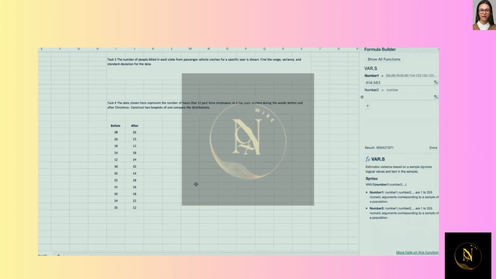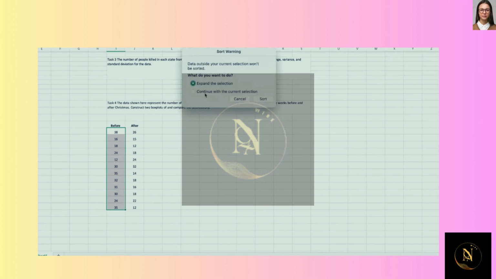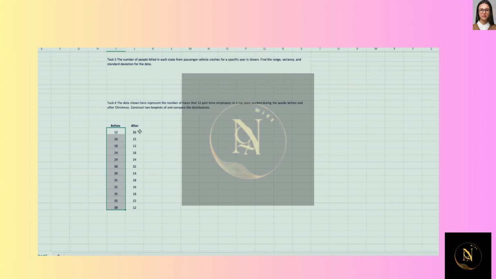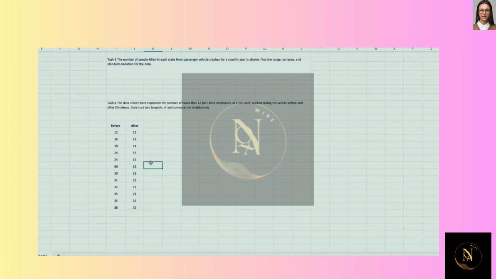It says the data shown here represent the number of hours that 12 part-time employees at a toy store work during the weeks before and after Christmas. Construct 2 box plots and compare the distributions. So first of all, I'm going to sort this from smallest to largest, and this you can do on paper. It's just organized here more, but you don't need Excel to do this.